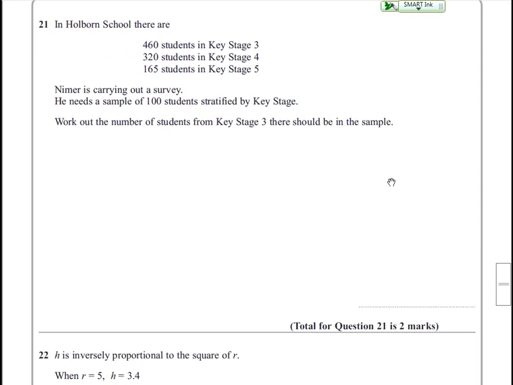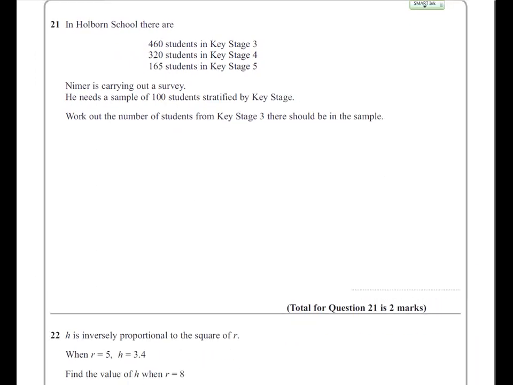Moving on to question 21 now. In Holborn School, there are 460 students in Key Stage 3, 320 students in Key Stage 4, 165 students in Key Stage 5. Naima is carrying out a survey. He needs a sample of 100 students stratified by key stage. So stratified is the key word here. We want a stratified sample.